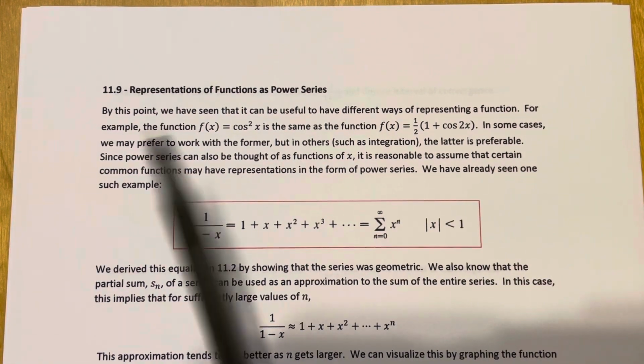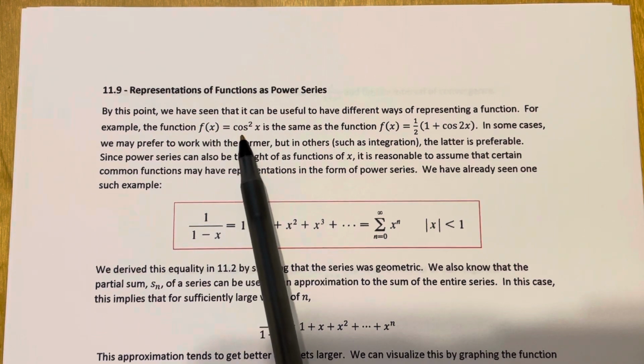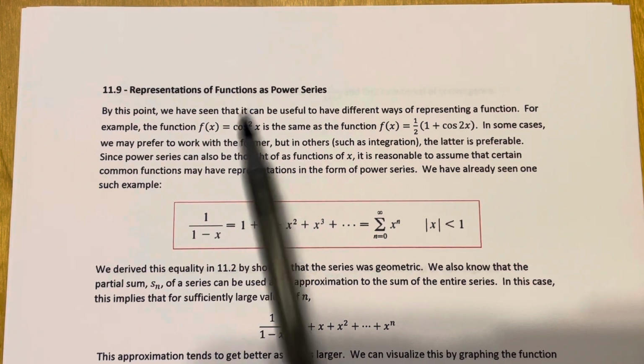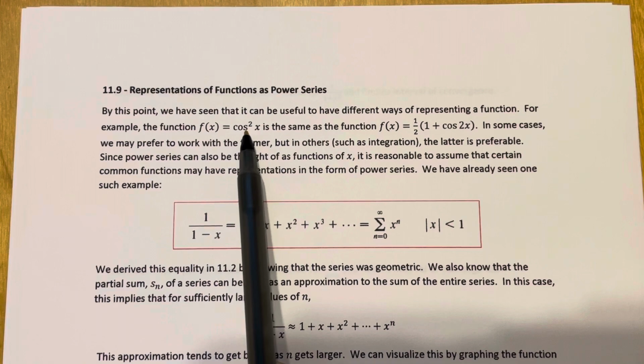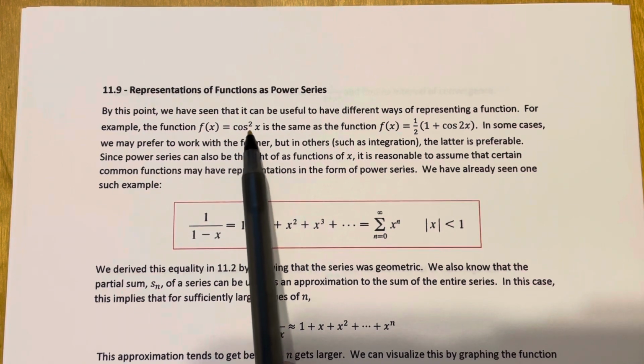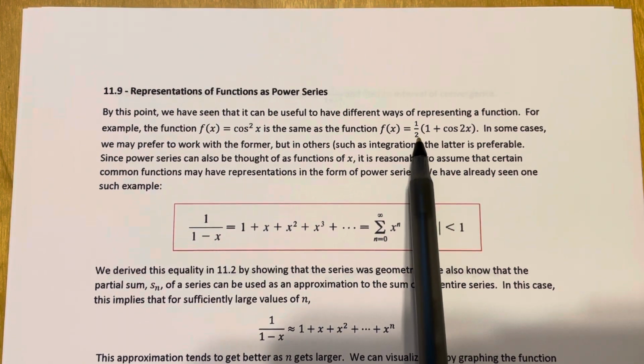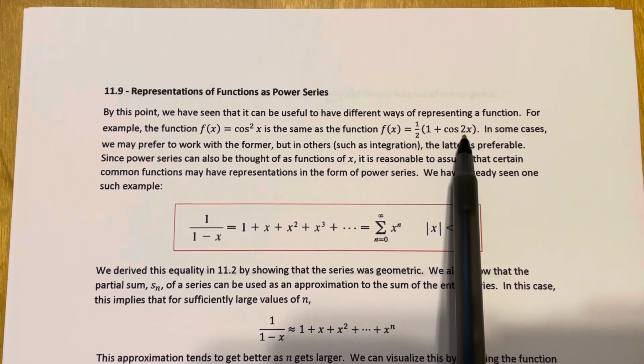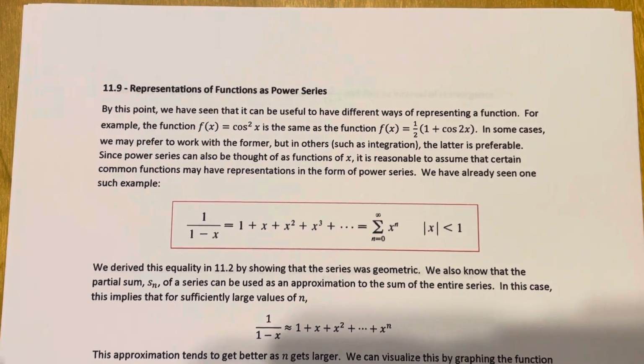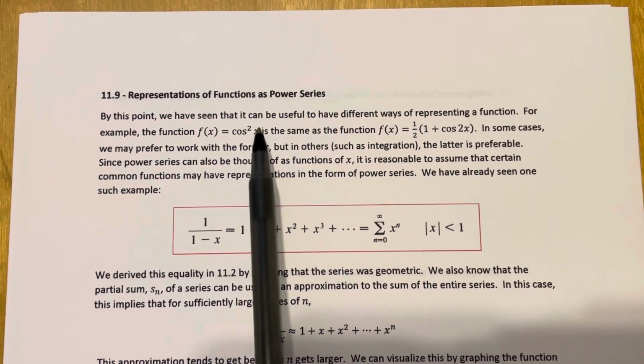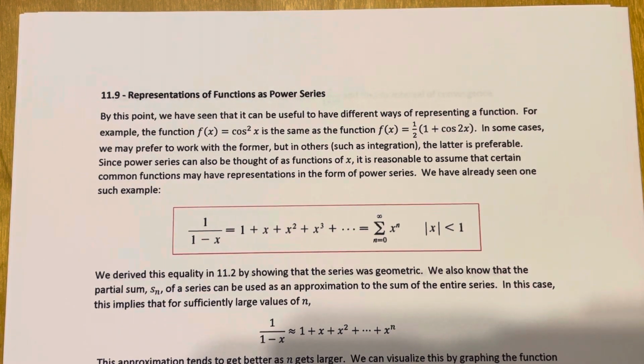Just as an example, if you consider the function f of x equals cosine squared of x, we have a power reduction formula that you learn about in trigonometry. Cosine squared is equal to 1/2 times 1 plus cosine of 2x for all values of x. These are equal to each other. So what this means is that these are two different ways of representing the exact same function. And in some cases, one representation may be more useful than another. It just sort of depends on what you're using it for.